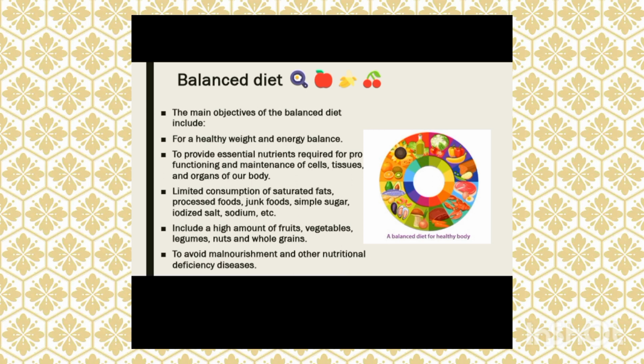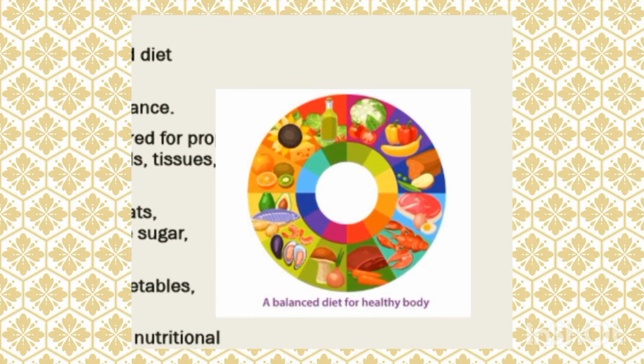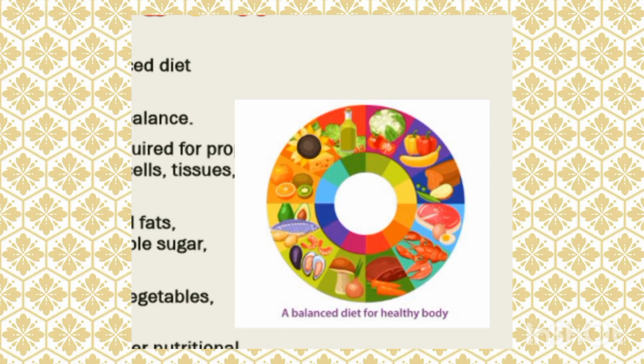So, first we need to know what a balanced diet is. A balanced diet is the proper proportion of every nutrient in your food to make your body healthy. Look at this chart. It has each and every nutrient in the right amount present. You should have such a diet.